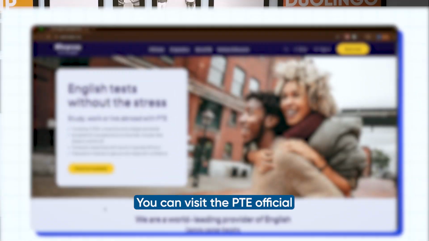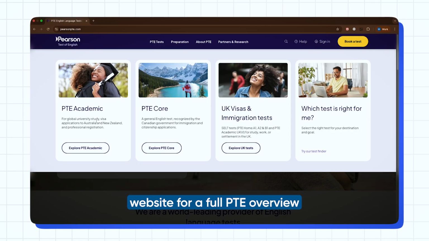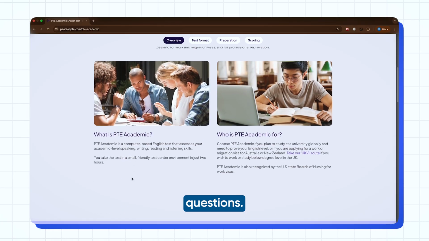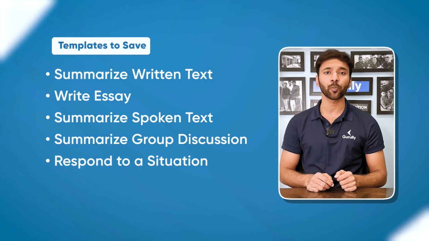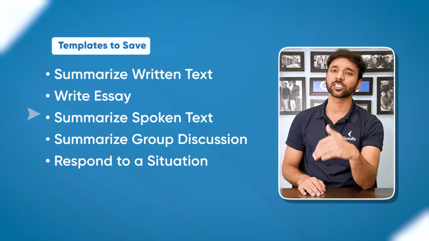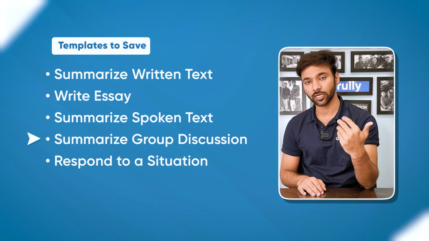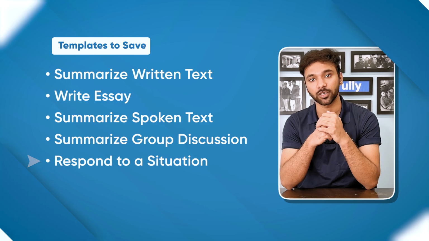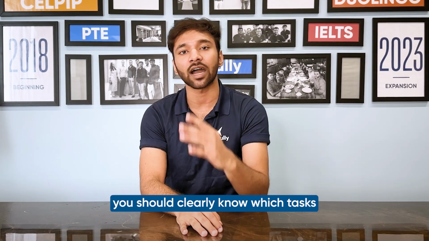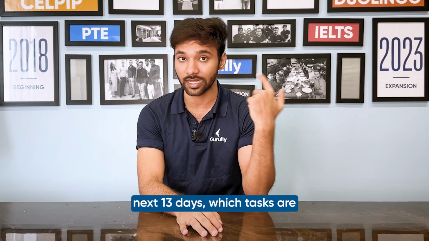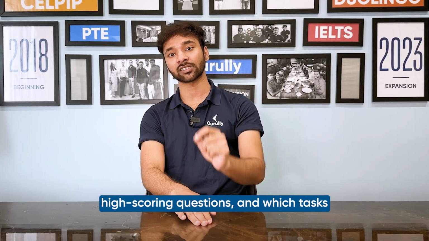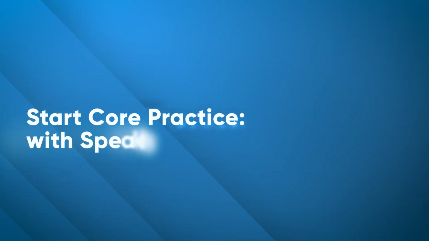You can visit the PTE official website for a full PTE overview and understanding of the format, and take notes on high scoring questions. Save or print your templates for summarize written text, write essay, summarize spoken text, summarize group discussion, and respond to a situation. By the end of day 2, you should clearly know which tasks you will focus on in the next 13 days, which tasks are high scoring questions, and which tasks are less important.